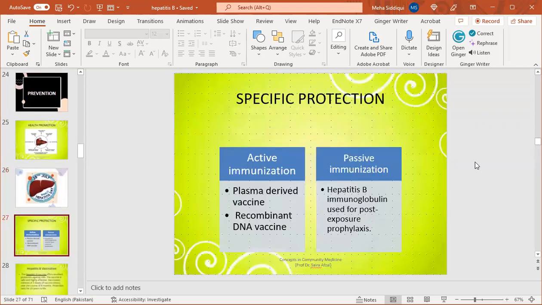Then comes specific protection. It is done by active immunization and passive immunization. In active immunization, we had the plasma-derived vaccine. It is now replaced by the recombinant DNA vaccine. In passive immunization, we have hepatitis B immunoglobulins used for post-exposure prophylaxis.